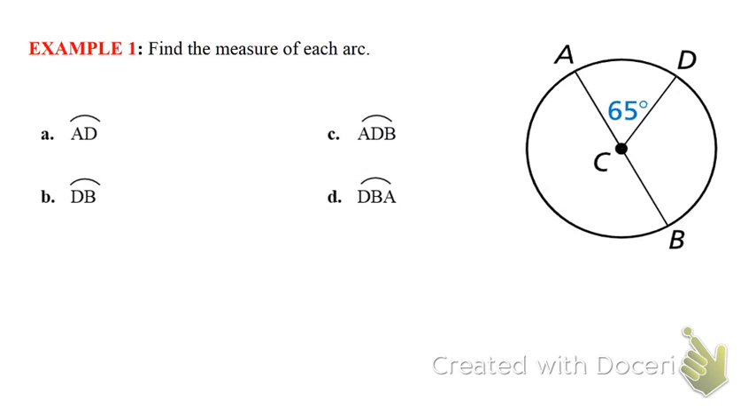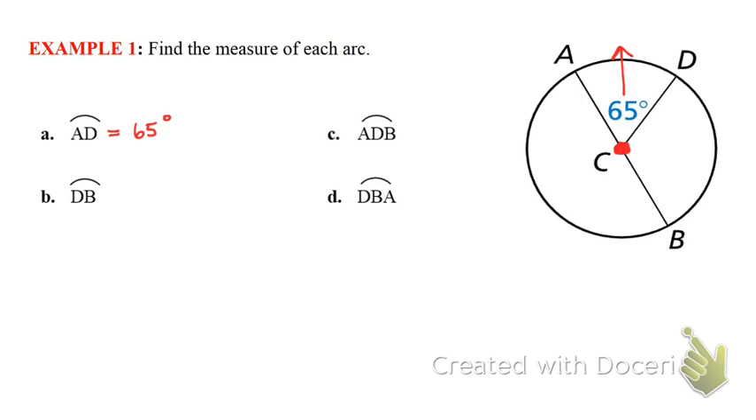So let's take a look at this picture. It says find the measure of each arc. The good news about this picture is all of the angles are centered at C, the center of the circle. They all have their vertex there, so this should be pretty easy. So again, looking at the central angle, that means that AD is also 65 degrees.